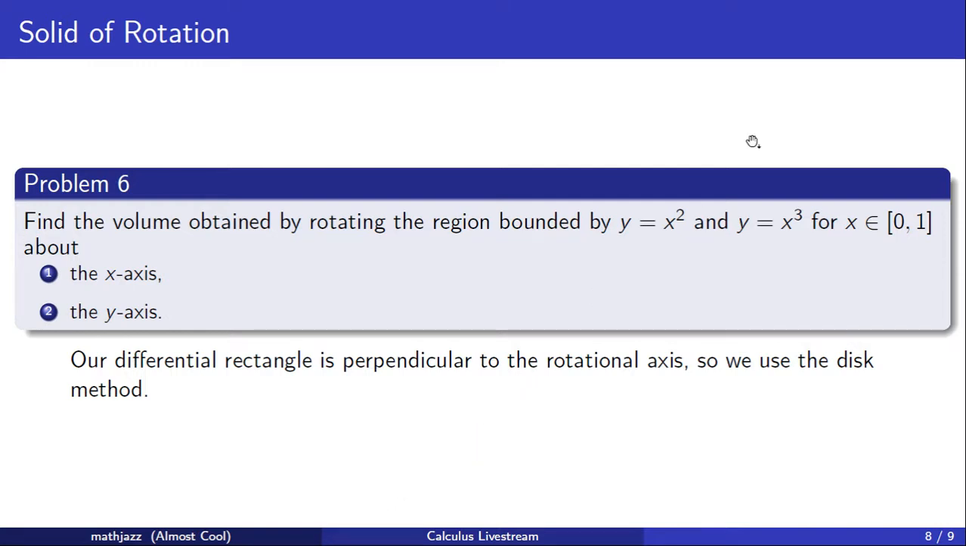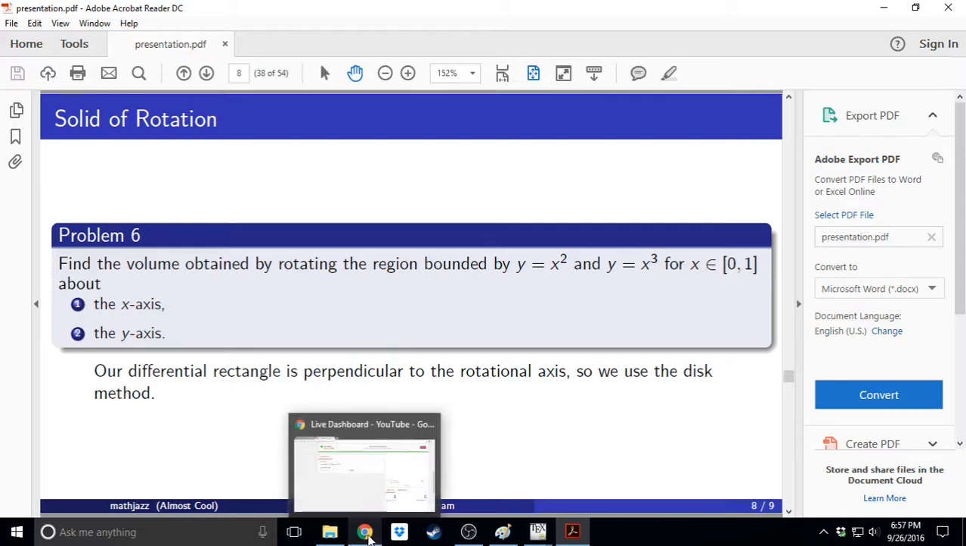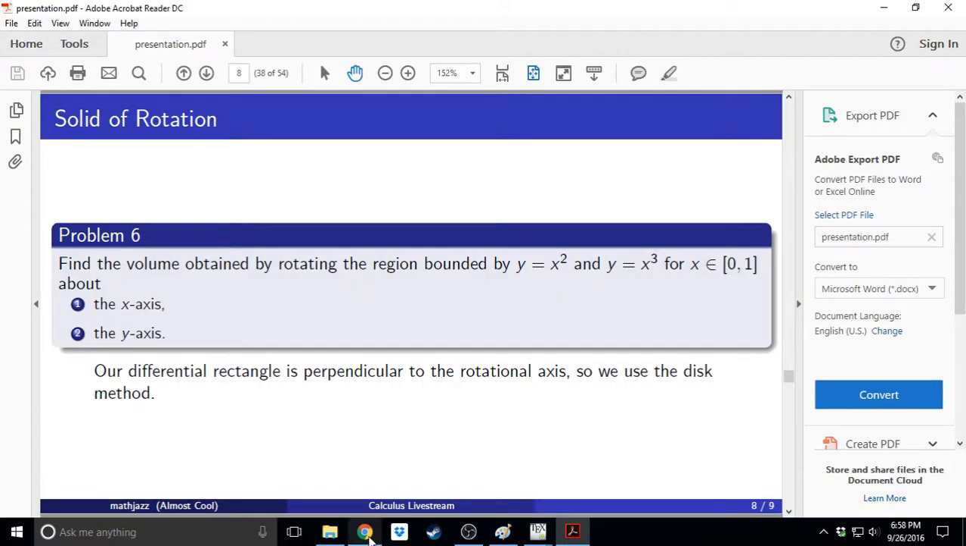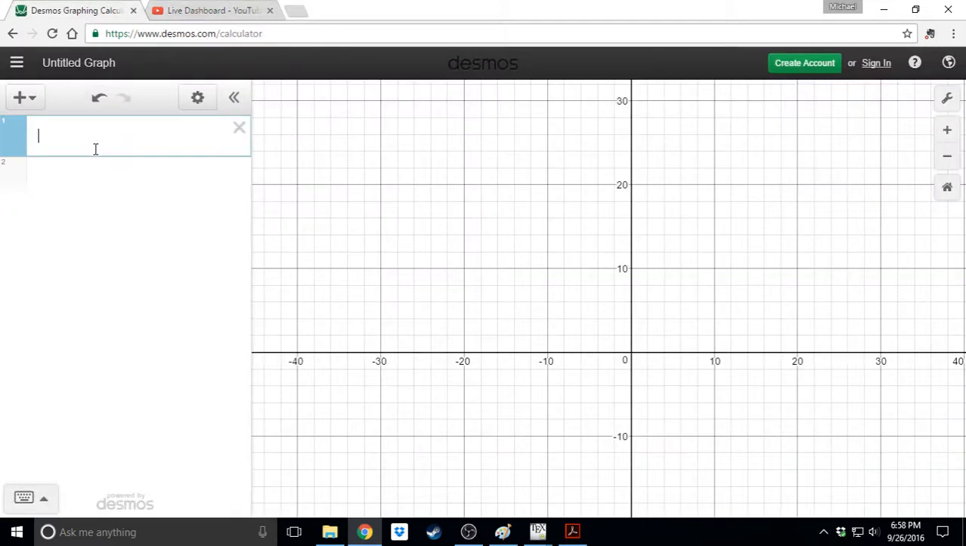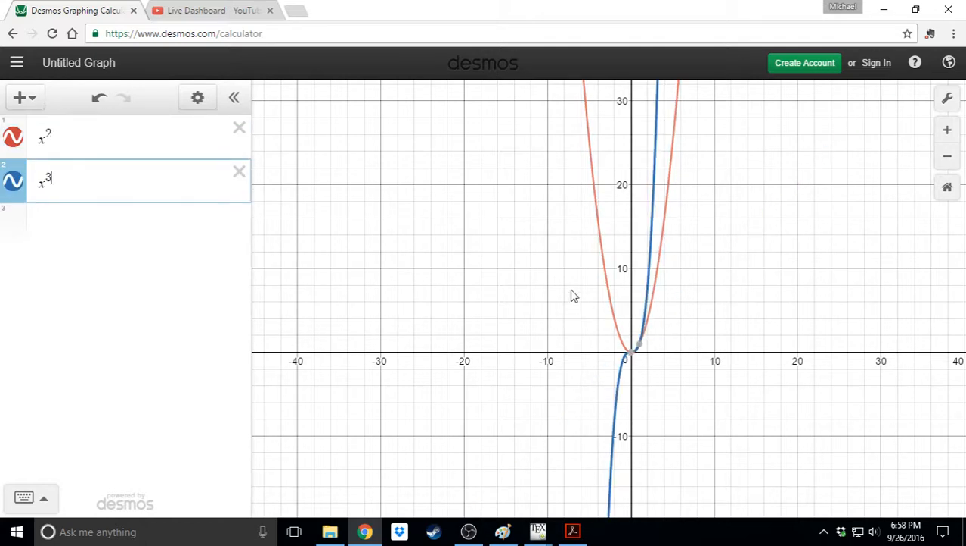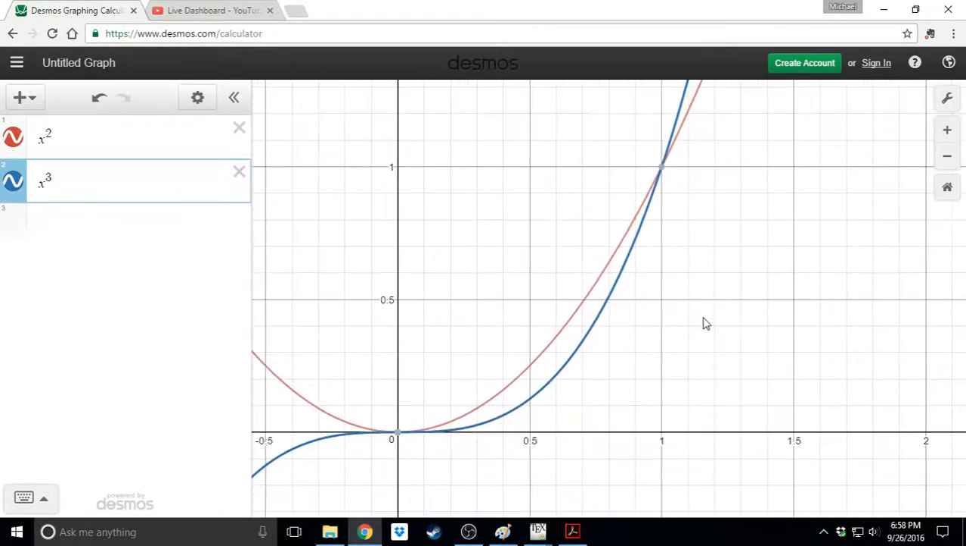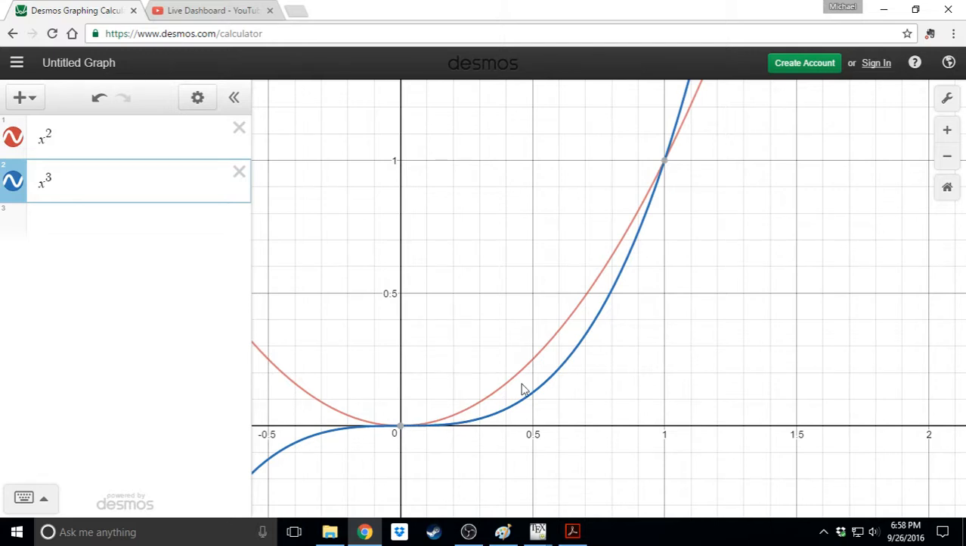When we look at this type of a problem, it's useful to draw a picture. So I'm going to pull up Desmos. So we have one of our functions is x squared, and the other function is x cubed. Now we're only caring about the region between 0 and 1. So here we go. The region between 0 and 1. And we want to rotate around the x-axis. So that's going to be around this direction. I don't know if you can see my mouse.